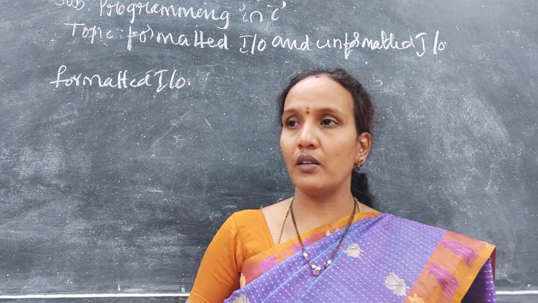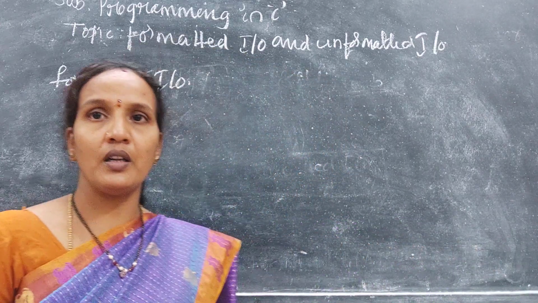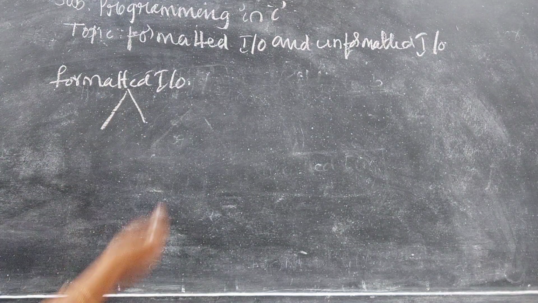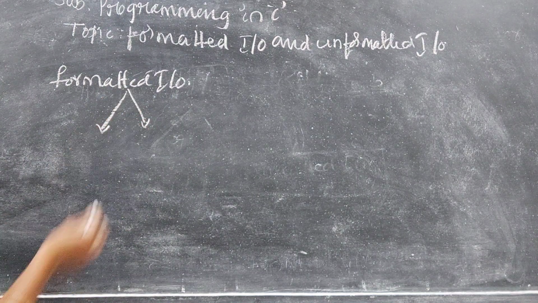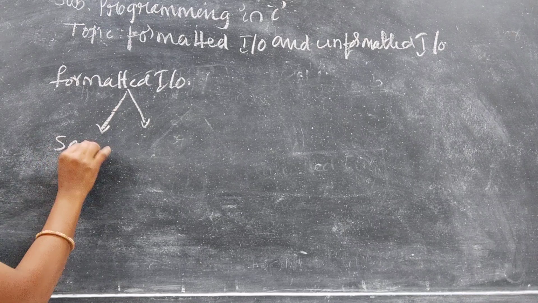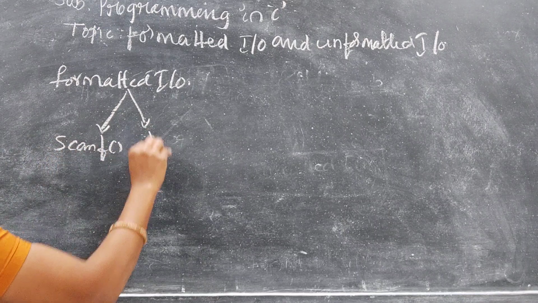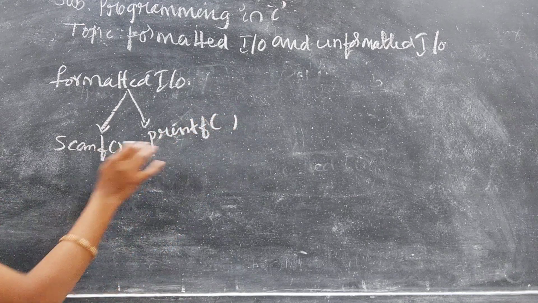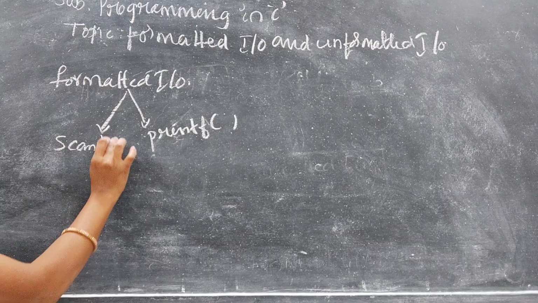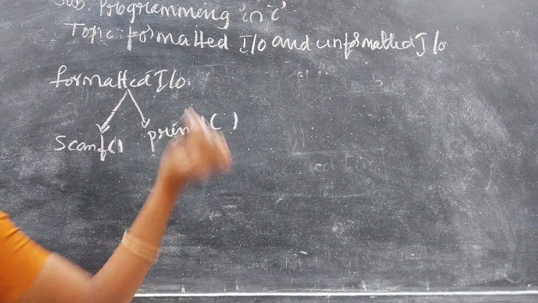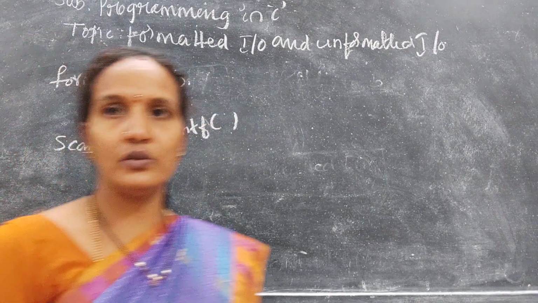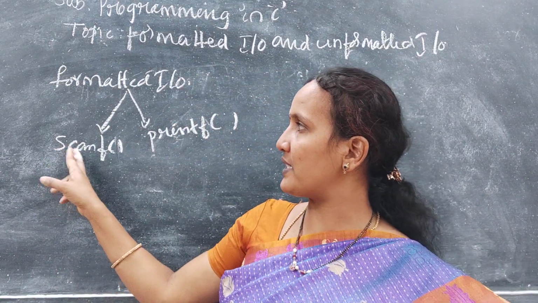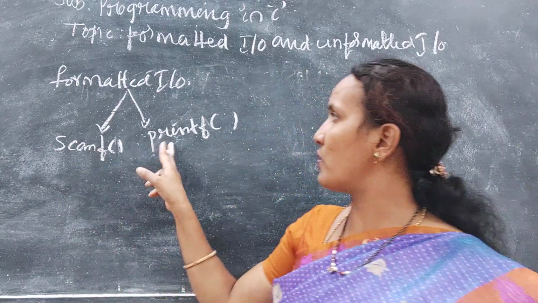So here, using formatted input and output, we have two functions. First one is scanf. The second one is printf. It's very, very important. You can expect one function from this. Scanf is a function, so you write parentheses; likewise printf. Now we'll discuss each function. You take this: scanf, S-C-A-N-F, and this is called printf.